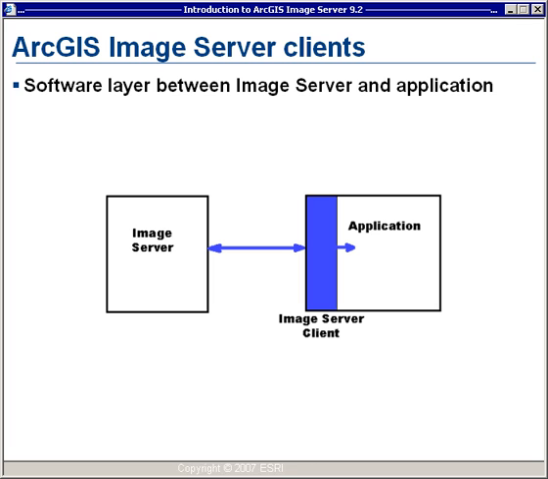The image server clients are an extension of each particular application, so they can interact directly with that application. For example, the ArcMap client we used earlier contained 2 new commands in ArcMap, and it knew how to add our new data as a raster layer.